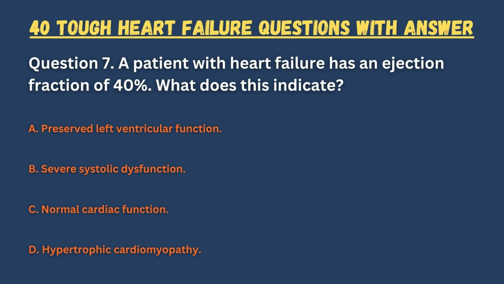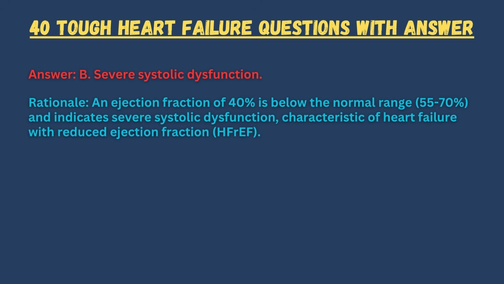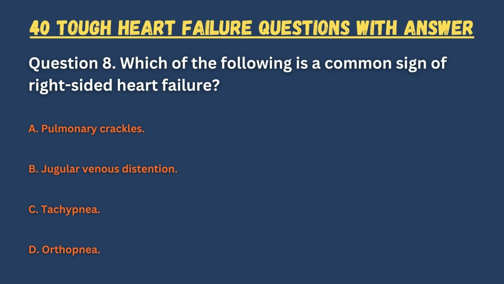Question 7. A patient with heart failure has an ejection fraction of 40%. What does this indicate? A. Preserved left ventricular function. B. Severe systolic dysfunction. C. Normal cardiac function. D. Hypertrophic cardiomyopathy. Answer: B. Severe systolic dysfunction. Rationale: an ejection fraction of 40% is below the normal range, 55 to 70%, and indicates severe systolic dysfunction, characteristic of heart failure with reduced ejection fraction, HFrEF.